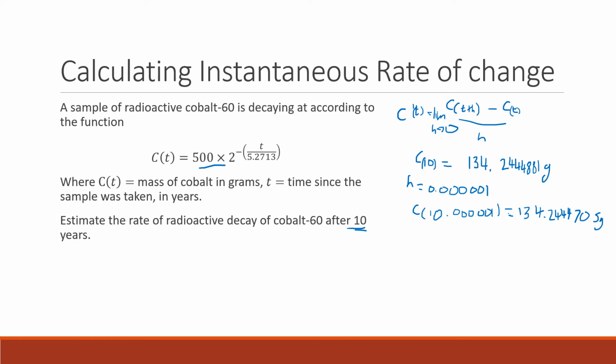So not a huge difference there, and only about 150, 200, whatever that is, close to millionths of a gram there. So in terms of finding out what our instantaneous rate of change is, so C dash at 10, we're going to subtract these values.